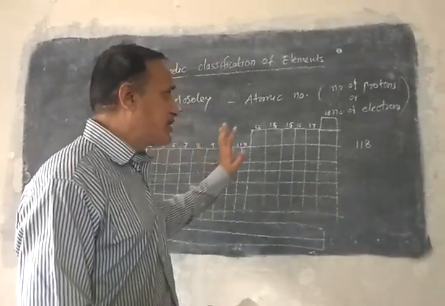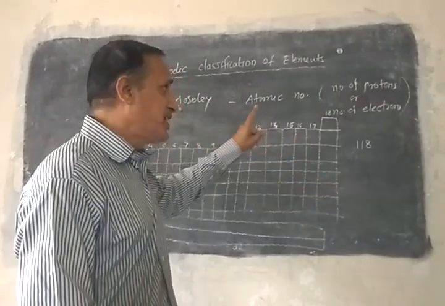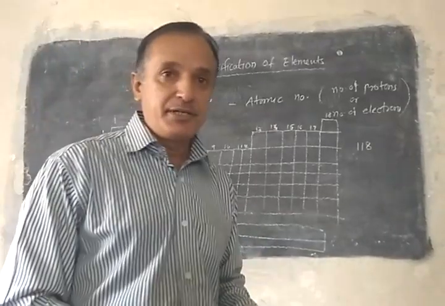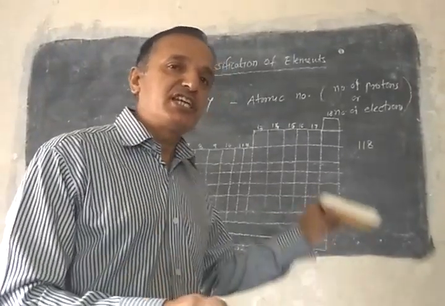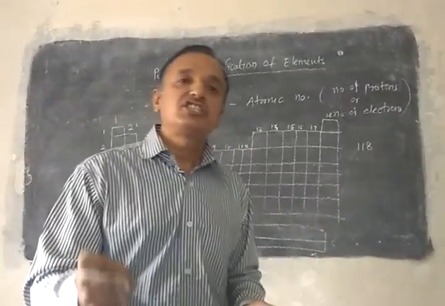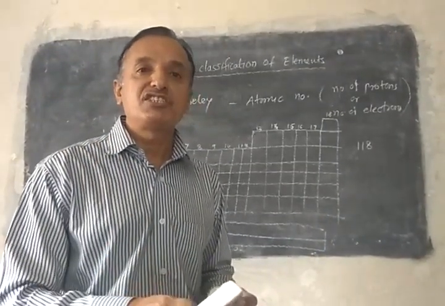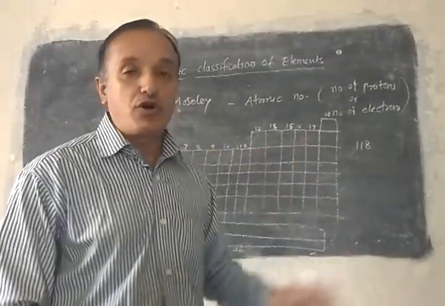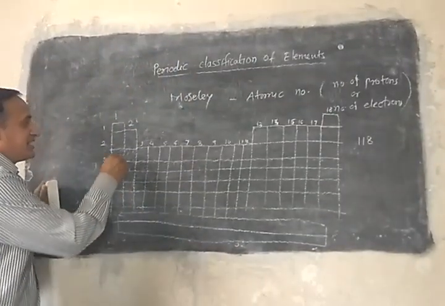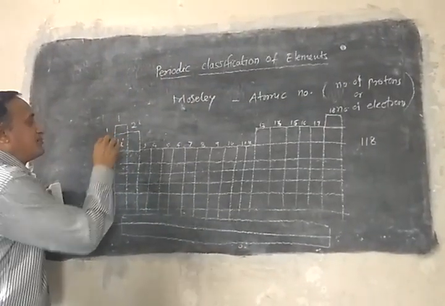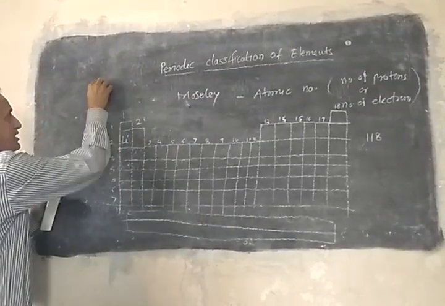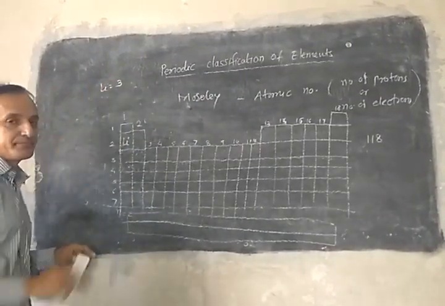And all the elements kept here are arranged according to their electronic configuration. Every element kept in a box is placed after finding its electronic configuration. Now I will tell you roughly. Suppose the element kept here is Li, and its atomic number is 3.